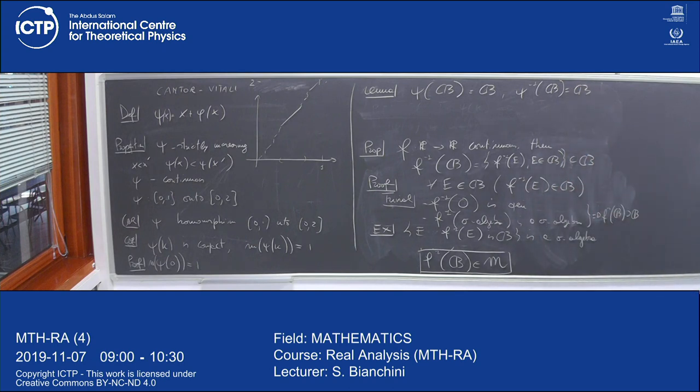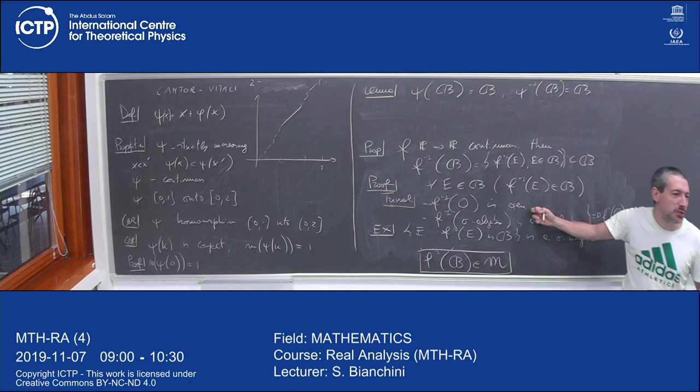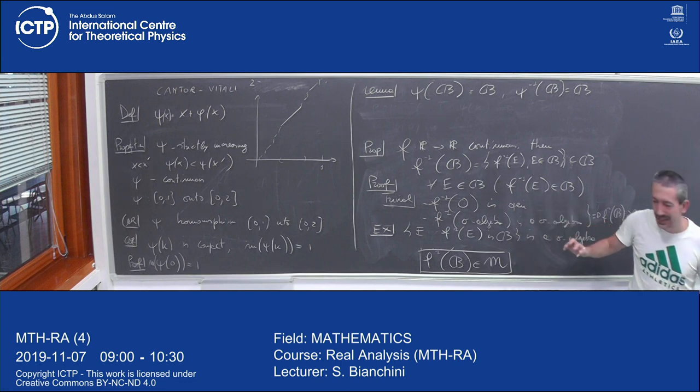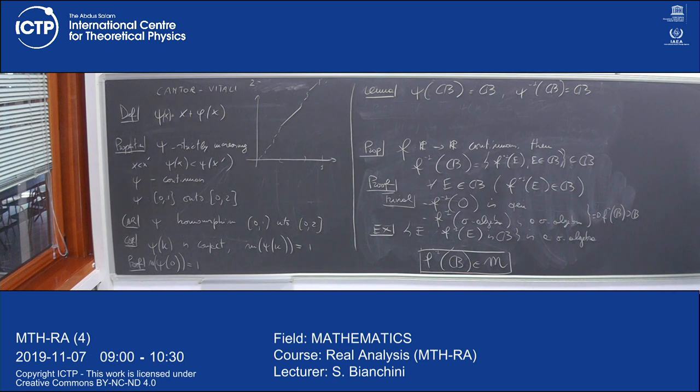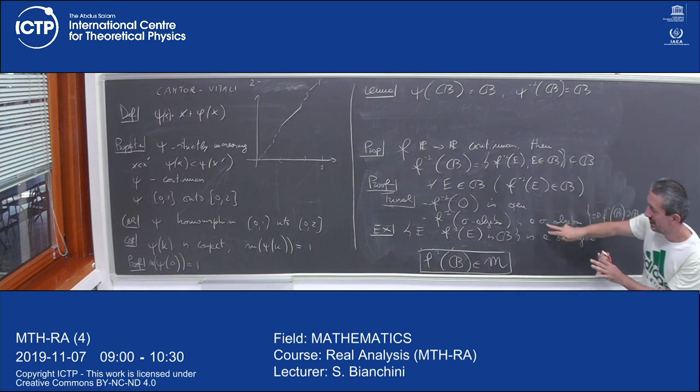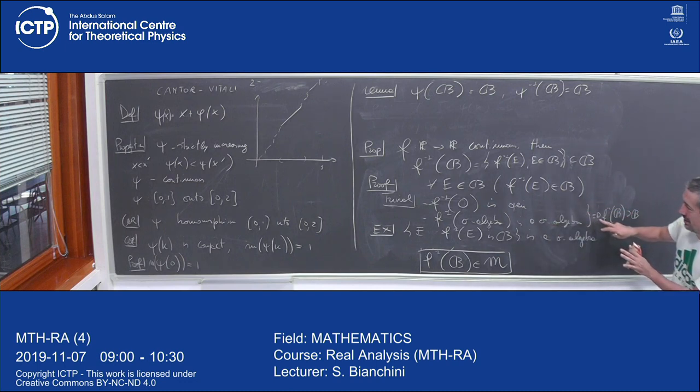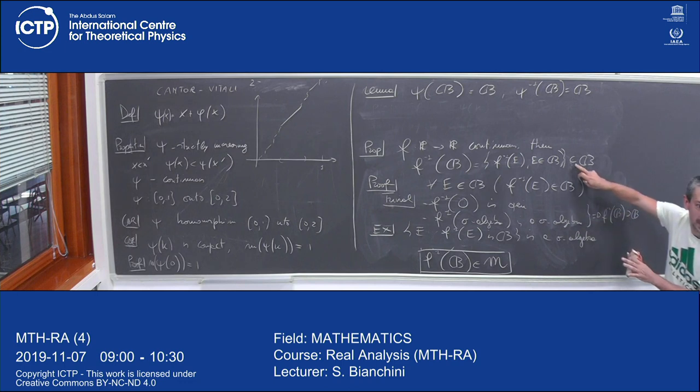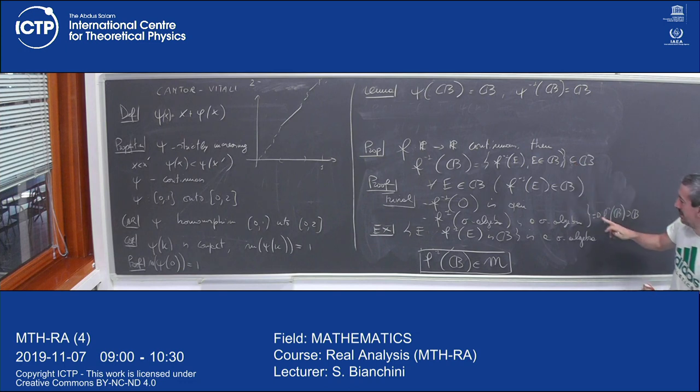Why is every open set a preimage of F? If it is continuous, this one is an open set. Yeah, but what this part says is about the inclusion. This inclusion is supposed to be in this inclusion.